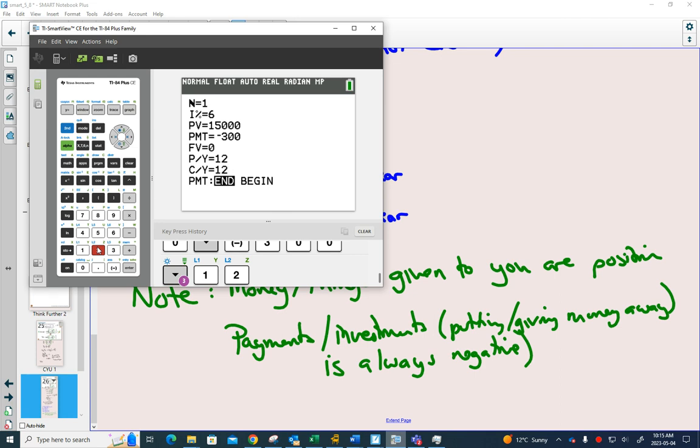We leave the payment thing on end, and you go up to the one that you don't know, and we didn't know how many payments were going to be. And above the enter button, in green for me it says solve. You can push the alpha button and solve, and we get the 57.68 right away.